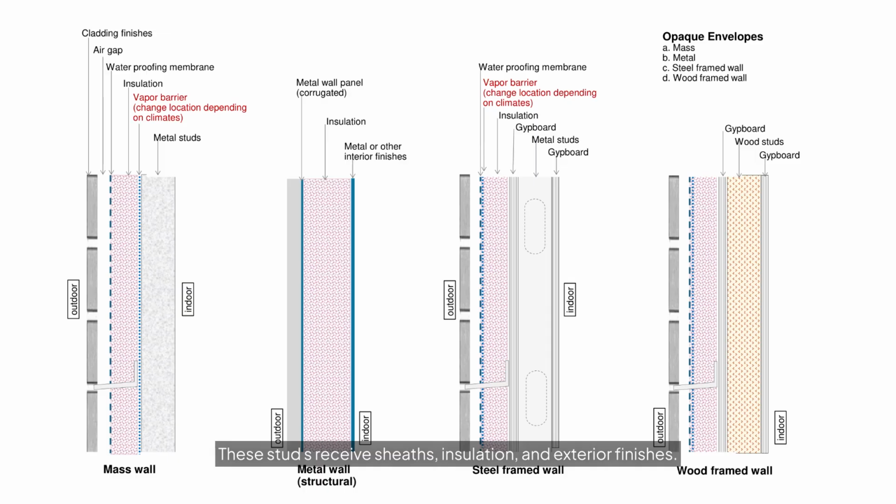These studs receive sheathing, insulation, and exterior finishes. A wood-framed wall on the right is analogous to the steel stud wall, but used in low-rise and residential construction predominantly. Wood studs are typically 2x4 or 2x6 lumber and form the structural frame of the wall construction. They also receive sheathing, insulation, and exterior finishes.